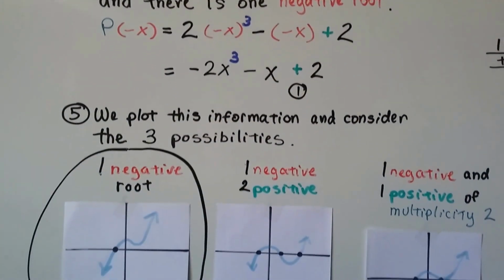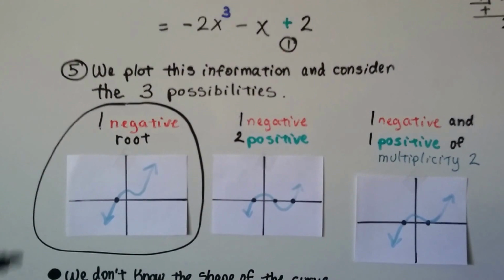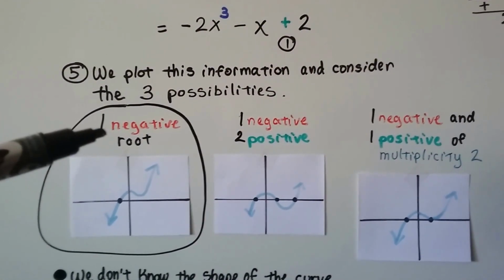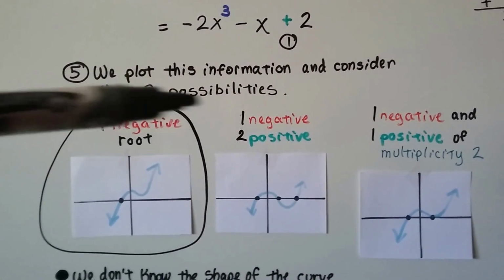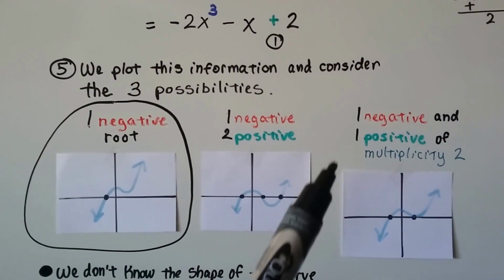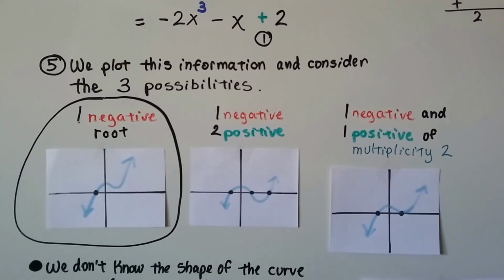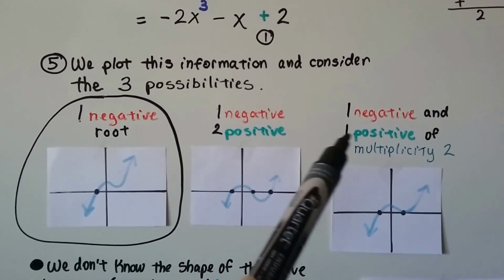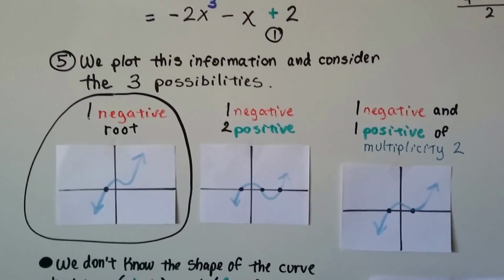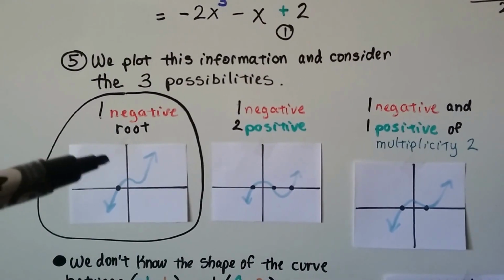And we plot this information and consider there's 3 possibilities. We either have 1 negative root, or 1 negative and 2 positive, or 1 negative and 1 positive of a multiplicity of 2. That means they're the same, okay? So we end up with this one.